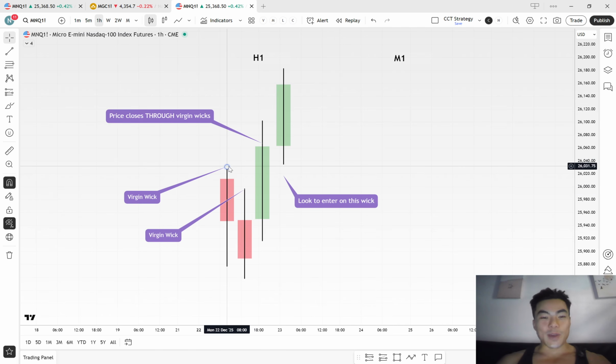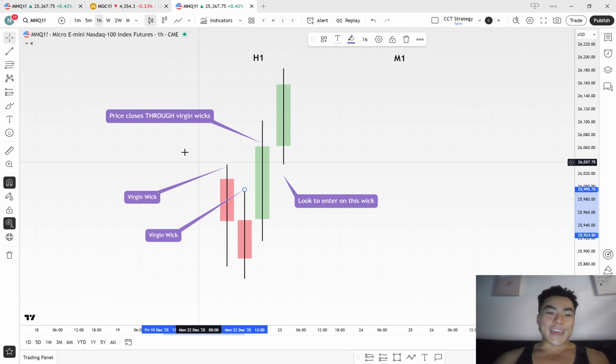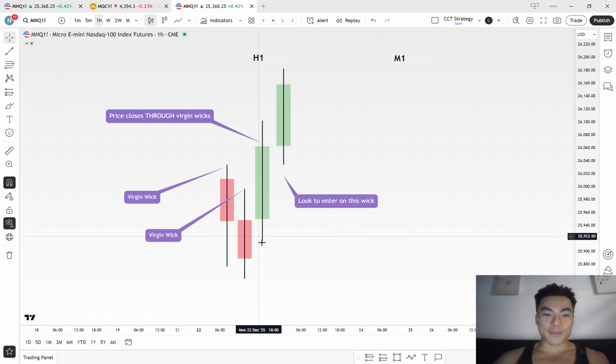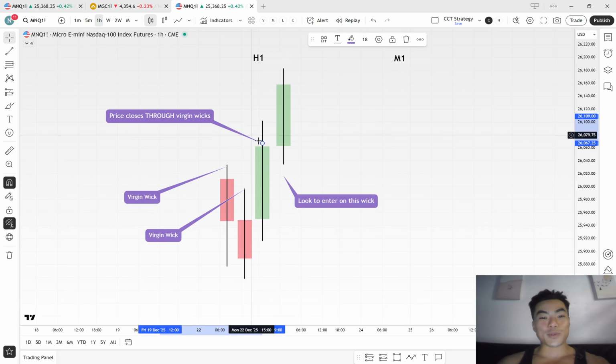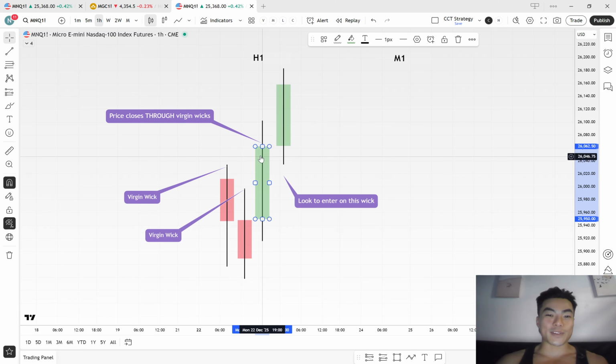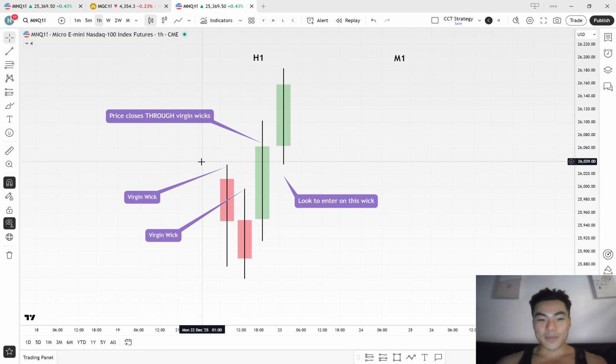so we want to start with some wicks. I call them virgin wicks. I don't know what else you call them, but essentially you want some wicks that have not been ran through, that have not been touched, okay? So virgin wicks. And then you're looking for a massive dildo candle to close through those wicks, okay? So notice how the close of this candle closes through these wicks, right? So then these wicks now become your POI, or point of interest, as Cramson likes to call it.